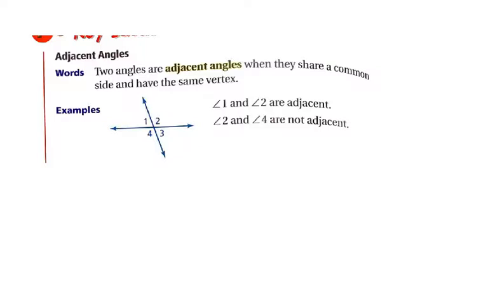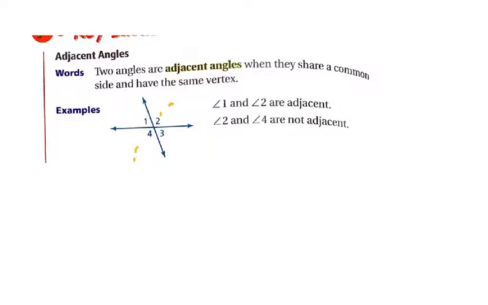Angles are adjacent when they share a common side and have the same vertex, okay? So here, angle 1 and angle 2 are adjacent because they're right next to each other. They have the same vertex point here and they share this side. So those are adjacent angles. You should know that the word adjacent means next to. Okay? 2 and 4 aren't adjacent angles.